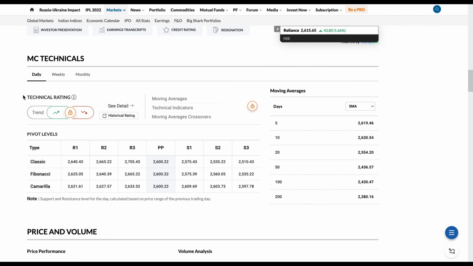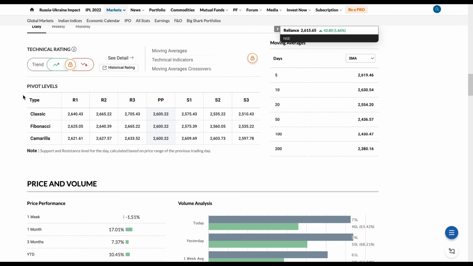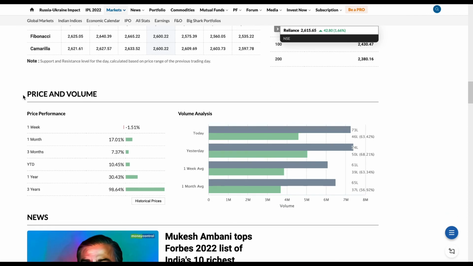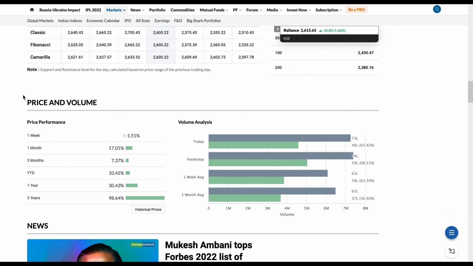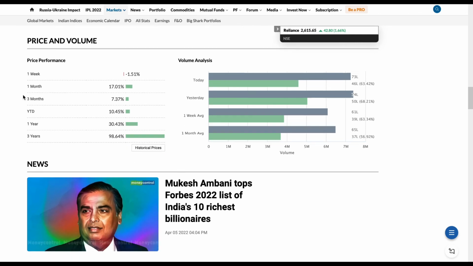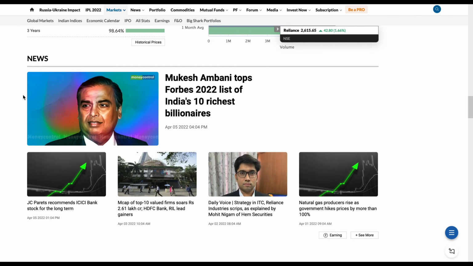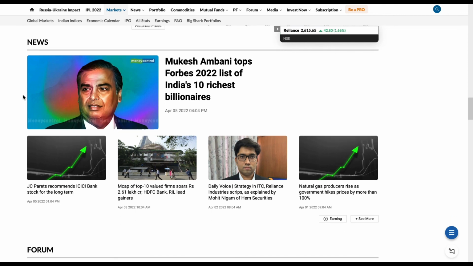Below you can see the technical ratings, then the moving averages, technical indicators, and the moving averages crossovers, which indicate the sideways movement. Then there's a comparison of the price and volume, so the price performance over a period of time and the volume analysis. And then there is the news. News can be related to Reliance Industries or in general to the stock market, and how the news and events can affect the stock price.